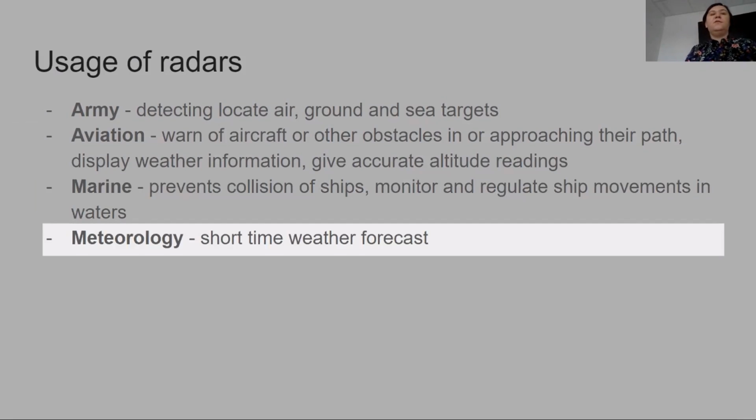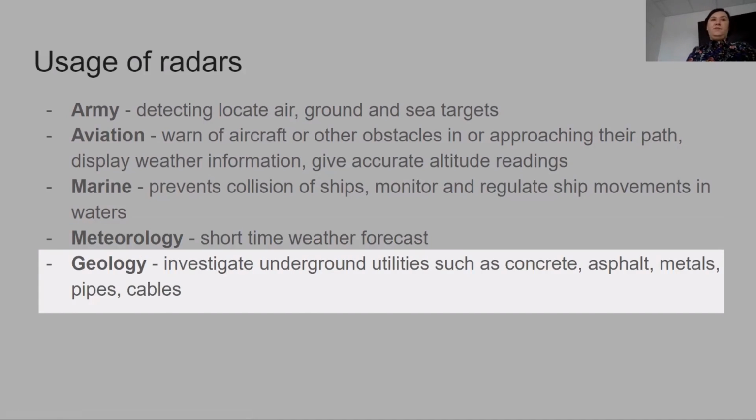Moving on, we have meteorology. Radars in meteorology are used for short-time weather forecast. For example, radar sends a signal, and if the signal hits a cloud, meteorologists can say that maybe it will be cloudy, or based on the signal they can also say if there will be rain or a tornado. Moving on, in geology, radars are used to investigate what is underground, what materials are underground, or if there are some cables or pipes.